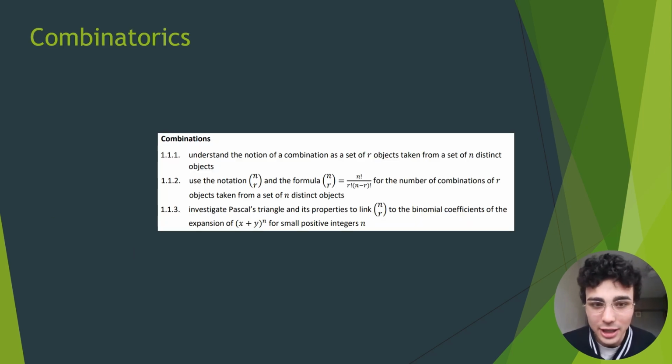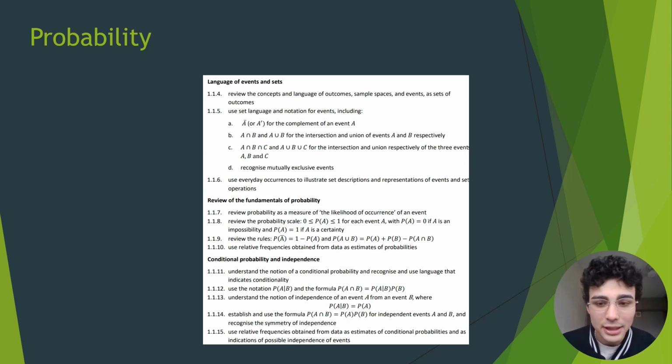So the first video I'll be going over is combinatorics. In Methods specifically, you only deal with combinations. The other part of combinatorics, which is referred to as permutations, is something that's taught in the Mathematics Specialist course. Probability, this is the second video that I'll go over.